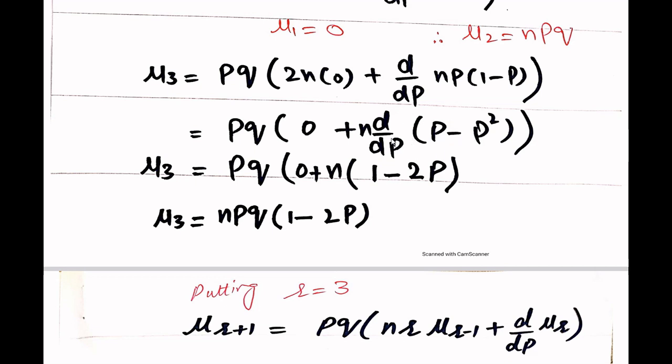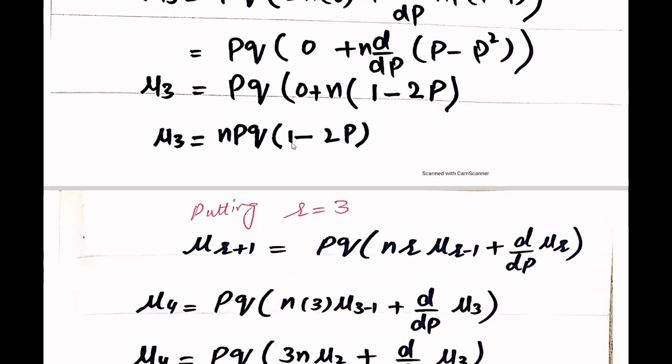dp over dp cancels out. Here we are left with 1 minus. Apply the power rule here: the power is multiplied with the term 2p and the power is decreased by 1. 2 minus 1 is 1, so we are left with 2p by using the power rule. So npq into 1 minus 2p is the third moment about the mean.